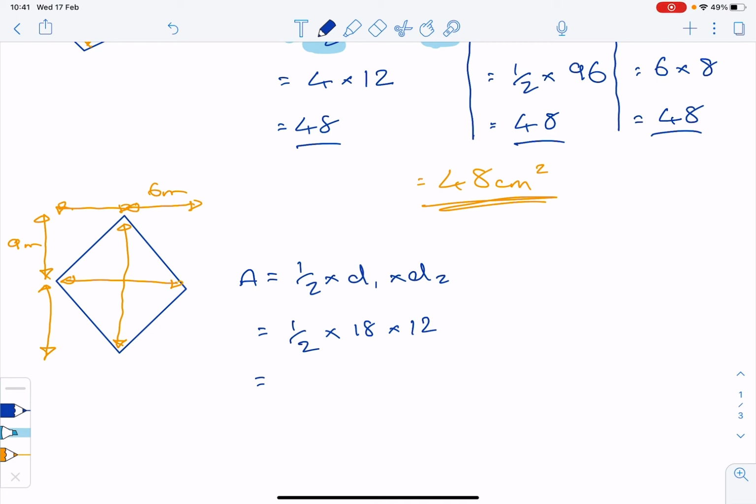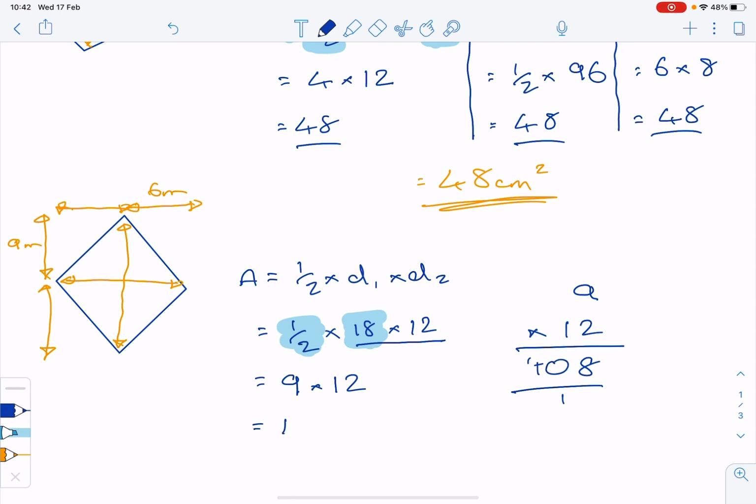If I was going to do 18 times by 12, first of all, it's long multiplication, that might be a bit more complicated, so I might want to avoid that. So perhaps focus on what I said before. Take the fractional part and times it by the biggest number. Half times by 18 is 9. So I've done that bit, I still need to multiply by the 12. This might require a sum, and if it does, then just do it to one side. 9 times by 12, 9 times by 2 is 18, carry the 1, 9 times by 1 is 9, plus the 1 is 10, 108.